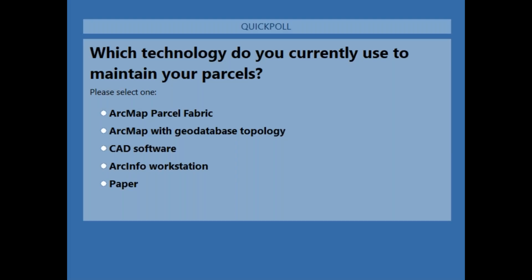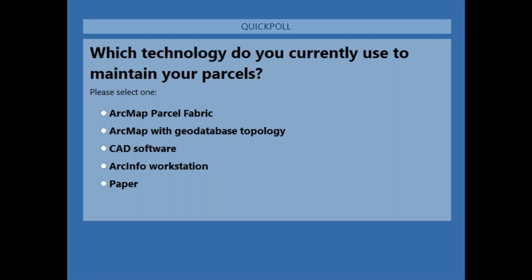All right, let's go to the next one. Which technology do you currently use to maintain your parcels? Use ArcMap, Parcel Fabric, to use ArcMap, a geodatabase topology, meaning no Parcel Fabric, just using standard feature classes. Do you use CAD, ArcInfo Workstation, or are you just drawing all your parcels on a piece of paper? Creating a giant tack board with all your parcels on there, like a crime scene investigator. Mylar. Jason, it's not a piece of paper, it's not a note.